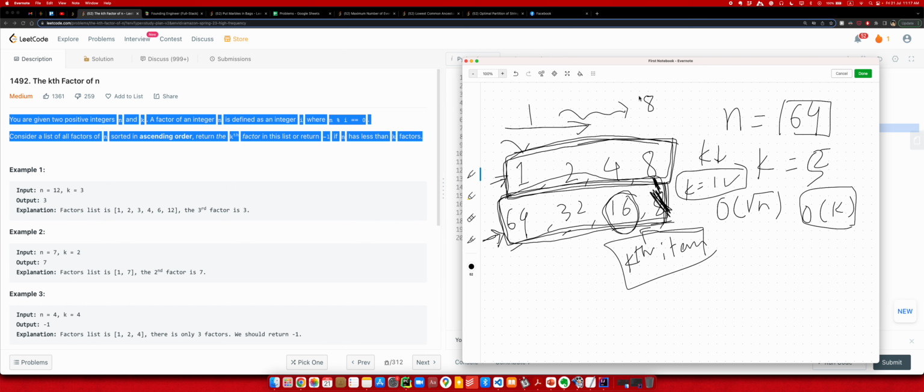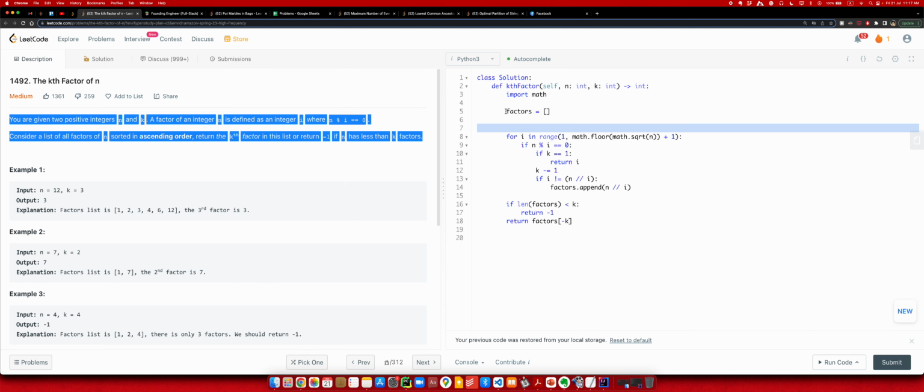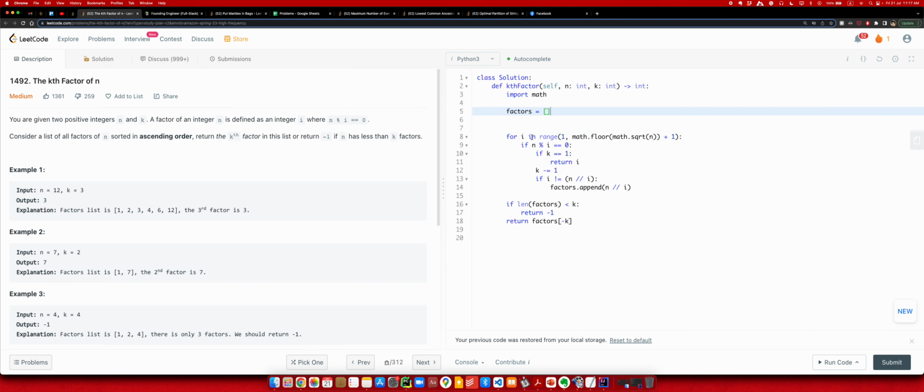I'll show the solution. Here we are going to store the pairwise factors, going from i all the way up to root n, and we are checking the factors here. We are decreasing k one by one each time we get a factor. Then if k equals 1, that's our factor. Otherwise we just append those in a list. And if our k is still higher than all the pairwise factors, then we have to return -1. Otherwise, from the rear, the kth element is our answer.